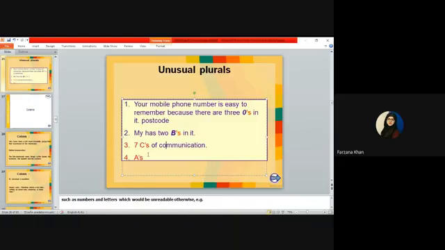In the fourth example, you can see A's. A and then apostrophe and S. It means the plural of A. Usually we can say, I have all A's in my transcript. You can also say, I have all B's in the transcript, right? So the third use of apostrophe is to make unusual plurals.